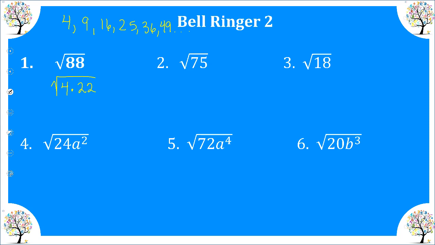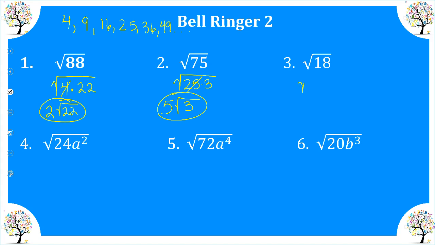4 is a perfect square. 22 does not have a factor that is a perfect square. So I'm going to take the square root of 4, which is 2, radical 22. Number 2, we're going to rewrite 75. 25 is a perfect square, and it's also a factor of 75. I'm going to take the square root of 25 and get 5, radical 3.